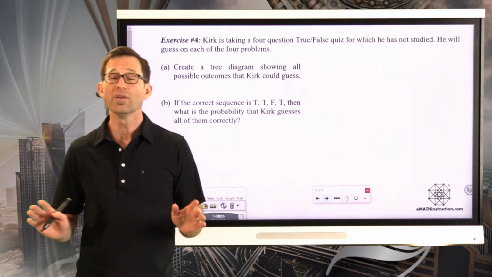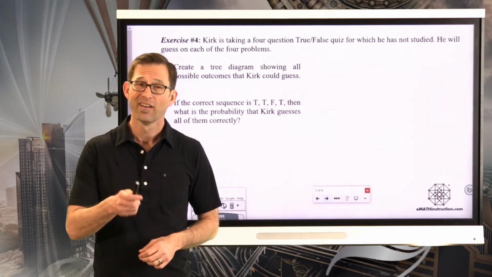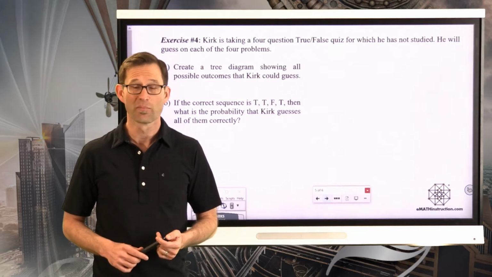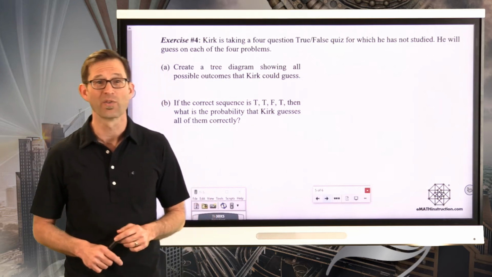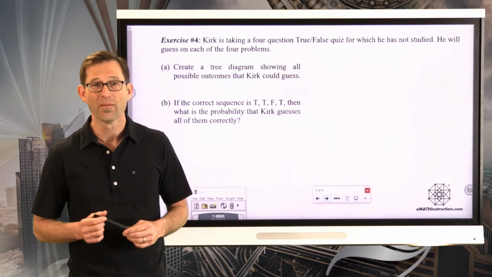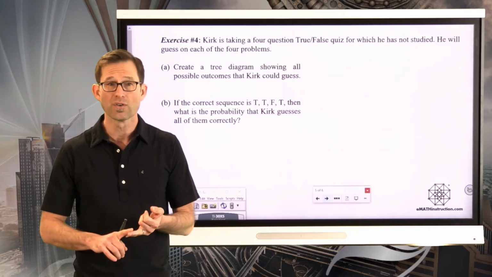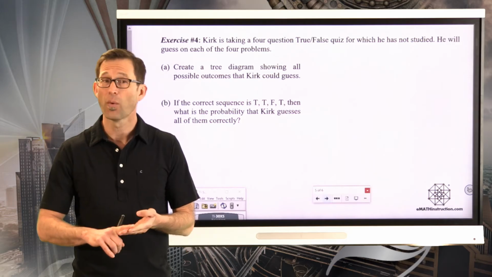Now, this is what's called a 4-stage experiment, and the tree diagram is going to get ugly. And the probability Kirk is going to get every question right on this quiz is also going to be kind of ugly, all right? But it's a 4-stage, right? It's question 1, question 2, question 3, and question 4.